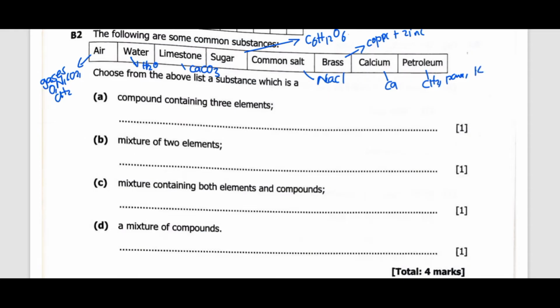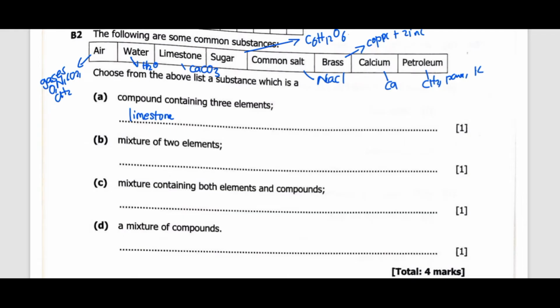So now let's look at the question. Choose from the above list a substance, which is the first one, a compound containing 3 elements. So we can go with the limestone. We know that limestone has 3 elements: calcium, carbon, and oxygen. Even sugar. Then let's look at B.